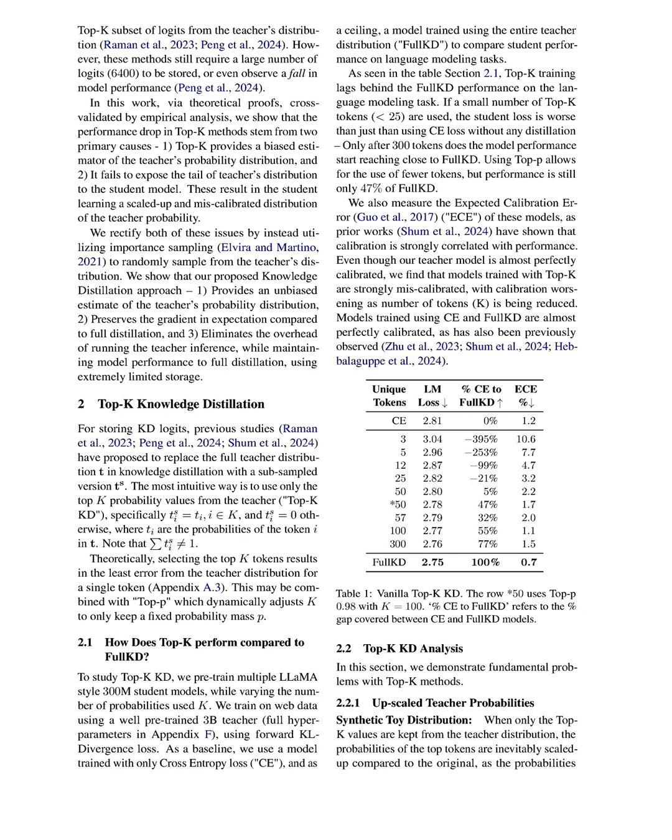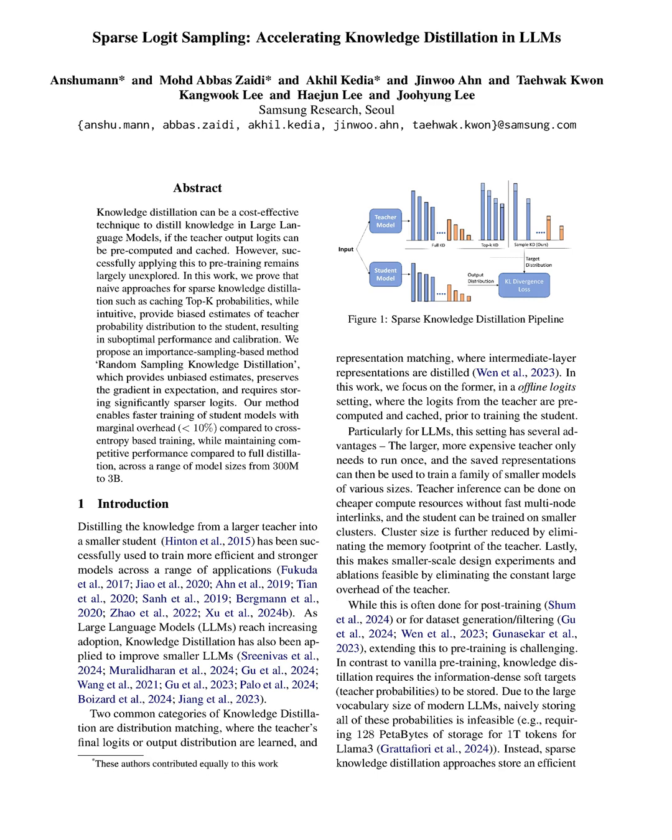RSKD addresses the main issues identified with top K methods by providing an unbiased estimate of the teacher's distribution, thus avoiding the bias and miscalibration that occurs when only the top probabilities are used. Additionally, it preserves the gradient in expectation compared to full distillation, ensuring that the student model learns effectively from the teacher's distribution without discarding valuable tail information. This results in improved model performance and calibration, as demonstrated through empirical analysis in the paper.